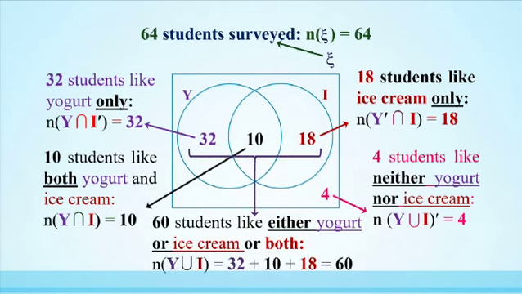60 students like either yogurt or ice cream or both. That is, the number of elements in the set Y union I is 32 plus 10 plus 18, which is equal to 60.